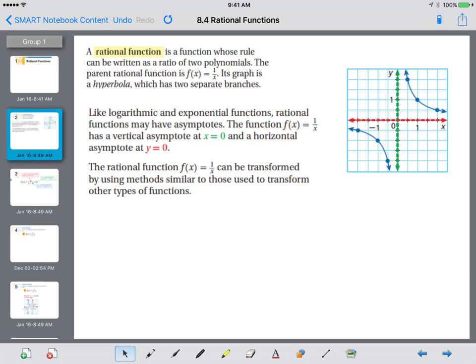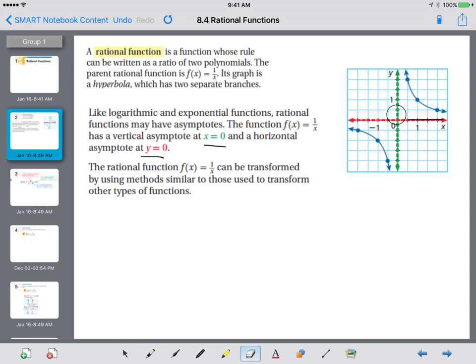Like logarithmic and exponential functions, rational functions may have asymptotes. The function f of x equals 1 over x has a vertical asymptote at x equals 0. It's the green line. And a horizontal asymptote at y equals 0. It's the red line. The rational function f of x equals 1 over x can be transformed by using methods similar to those used to transform other types of functions.